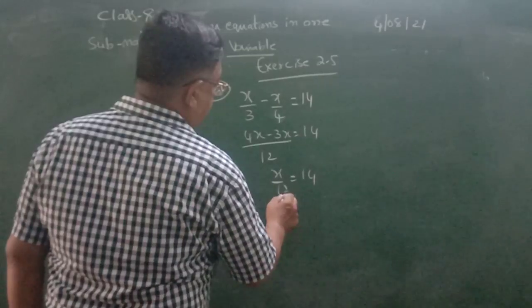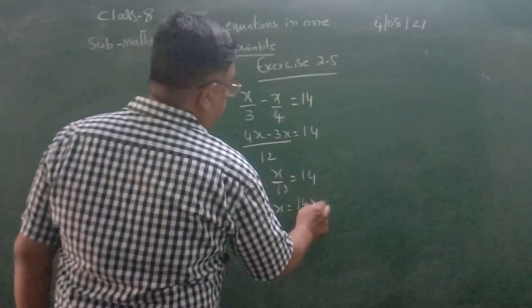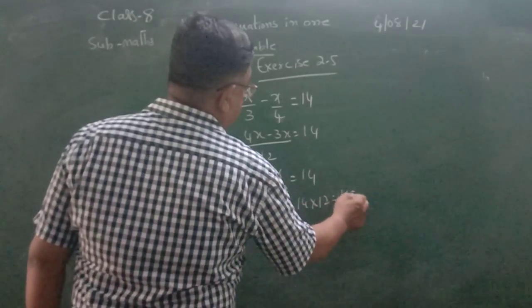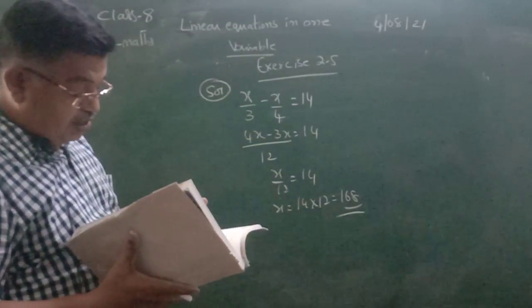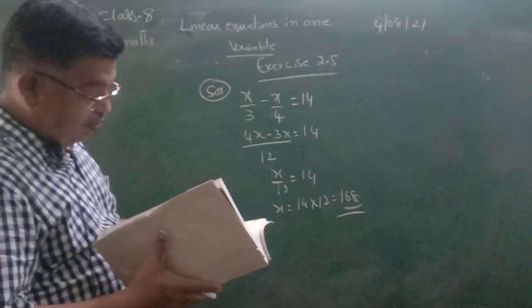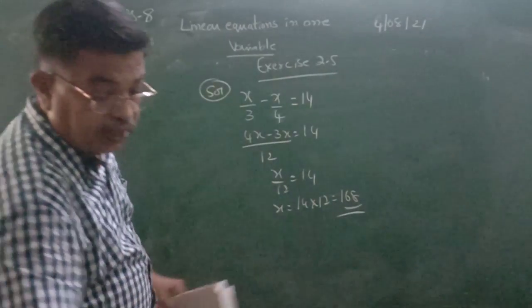Take 12 to the other side. By 12 becomes into 12. 14 into 12 is equal to 168. So the value of x is 168. Like this you can try the second and third homework. I am doing the fifth one now.